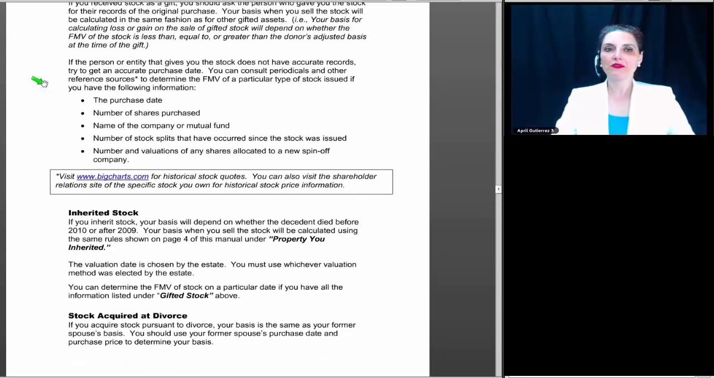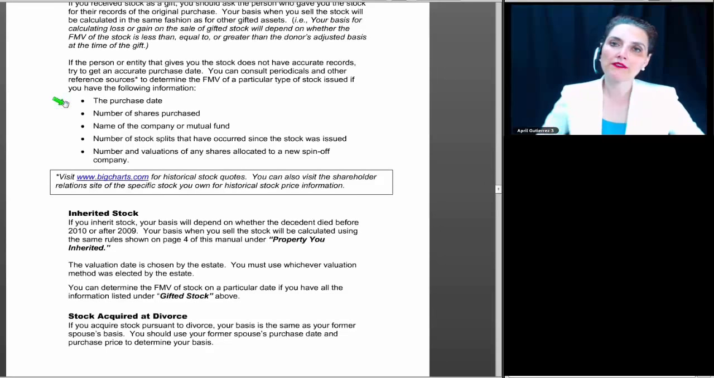Now, if the person or entity that gave you the stock does not have accurate records, you should try to get at least an accurate purchase date. You can consult periodicals and other reference sources to determine the fair market value of a particular type of stock that was issued, as long as you have the following information: the date that it was purchased, the number of shares that were purchased, the name of the company or the mutual fund, the number of stock splits that have occurred since the stock was issued, and the number and valuations of any shares allocated to a new spin-off company.